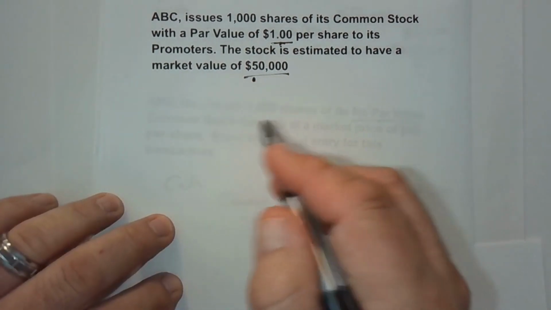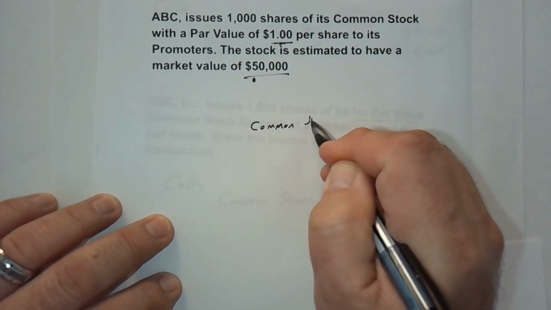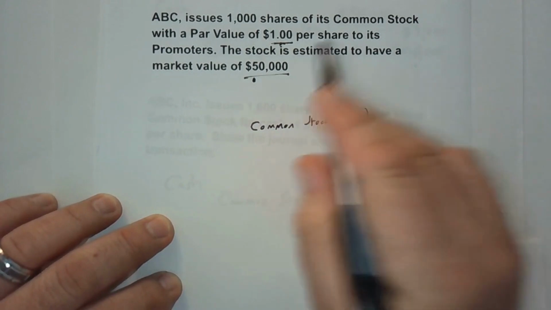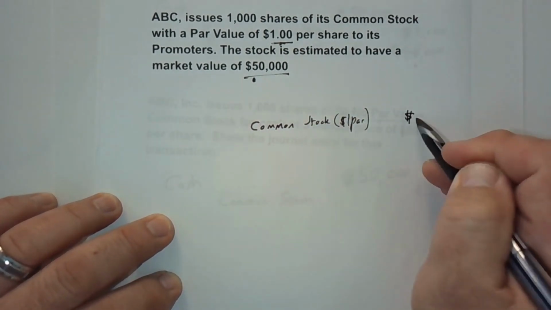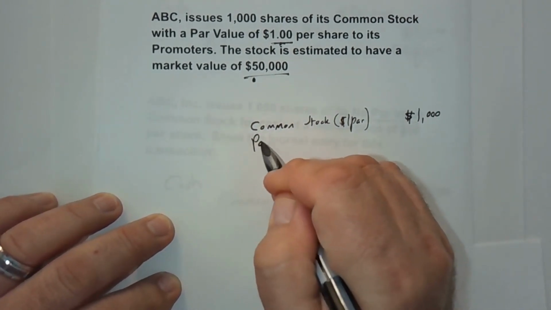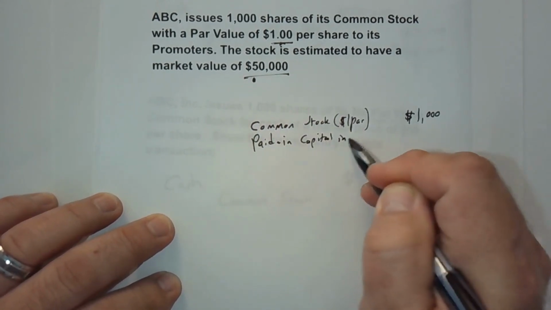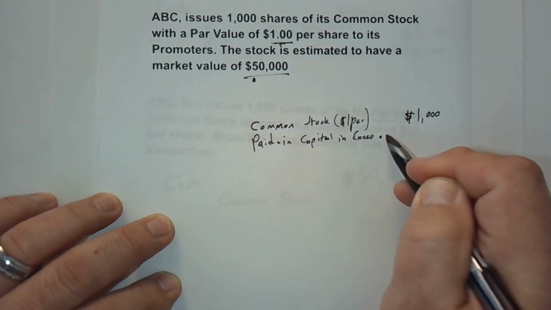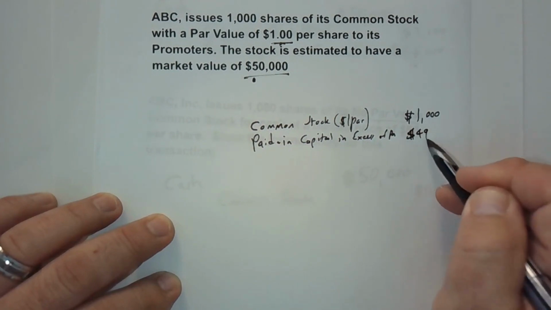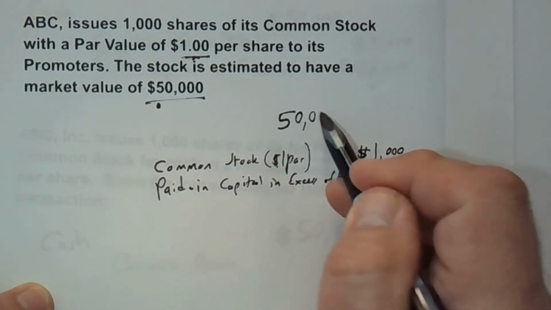So we're going to do the credits the same way. We're going to be crediting common stock. You could put $1 par, and since it's 1,000 shares at $1, it's going to be a credit of $1,000. And then we have, of course, another credit for paid in capital in excess of par, and that's for the remaining $49,000. So we have $50,000 that's credited, so we need $50,000 for our debit.